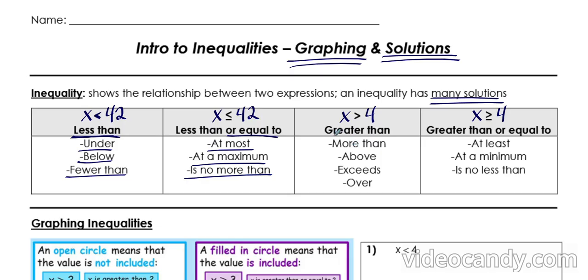Phrases that mean the same thing as greater than could be more than, above, exceeds, or over. And then the same thinking as less than or equal to, we have greater than or equal to. If it's at least, I'm going to keep using that example of 42 inches, if you have to be at least 42 inches to ride a ride, that is a more common example. You could be 42 inches, or you could be something greater than that, or at a minimum, or no less than. It can't be anything less than that, but it could be equal to 42.